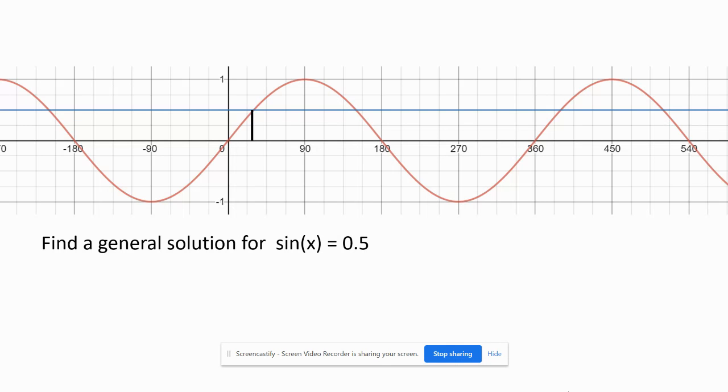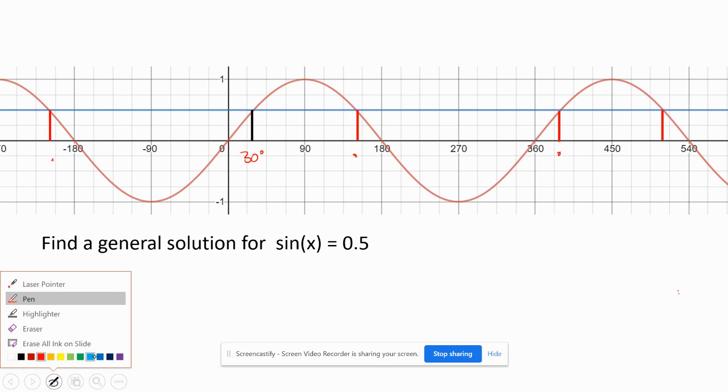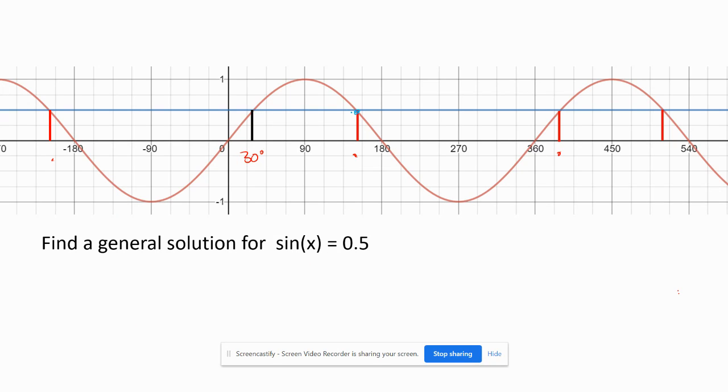So we've been asked to find a general solution. When you ask for a general solution, it means that when you look at the solutions, there are many of them. There is one, which is our primary angle, which for this equation is 30 degrees. And then you get one here, and another one over here, and another one here, and another one here. So what you're actually trying to do is find where the sine of x is 0.5, which are all these points along the line y equals 0.5. And what we want to know is a solution or a pattern for all of them. You can see it makes a pattern. And there's an infinite number of solutions.